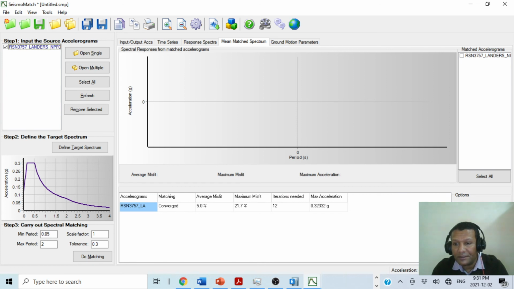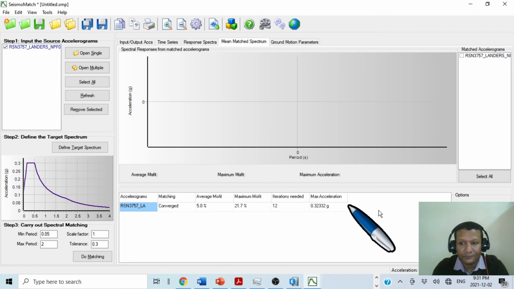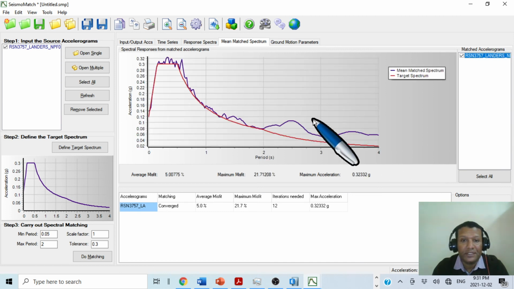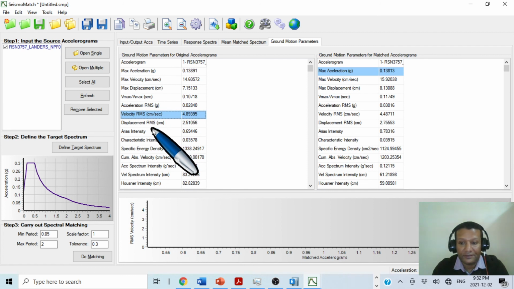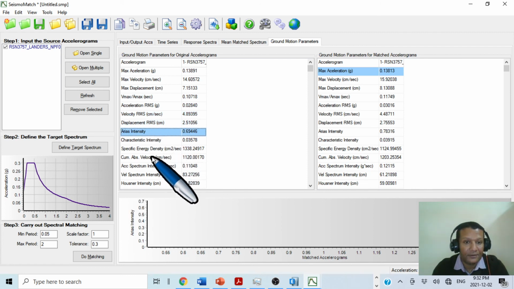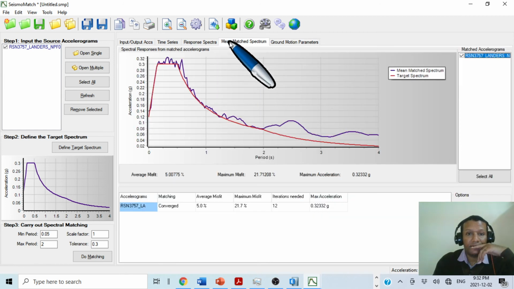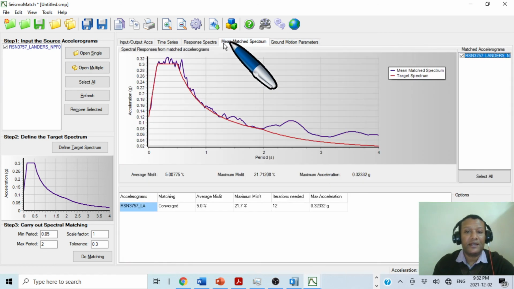Calculate mean, save mean. We have to select here, calculate mean. This is the mean, this is the original one, and this is the mean one. So the ground motion parameters: maximum acceleration, maximum velocity, displacement, all are here. Cumulative, everything. So this is a highlight, but we will continue when we come to time history analysis.